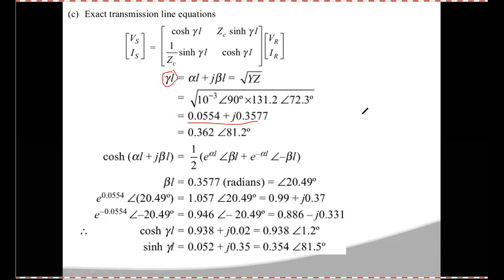Now if you want to calculate the cosh of gamma L, gamma L is a complex number, and you cannot get the cosh of this number by using your calculator. So you have to use some methods for evaluating the ABCD parameters. All of these A, B, C, D parameters have the hyperbolic functions cosh and sinh, and the hyperbolic function of a complex number cannot be determined directly. So for determining it you have to use some methods. We discussed the evaluation of ABCD methods.